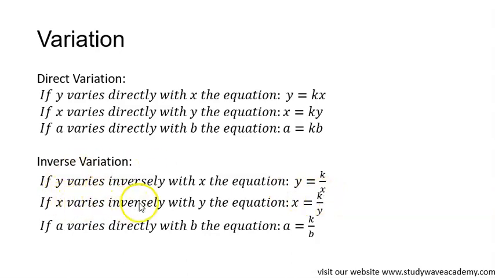If x varies inversely with y, the equation is x equals k over y. If a varies inversely with b, the equation is a equals k over b. The k doesn't change, okay? It's the constant. So we're going to be looking at some examples to help us apply this. Okay? Are we ready?